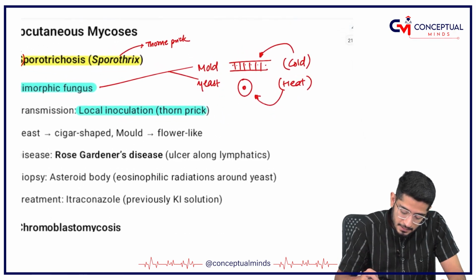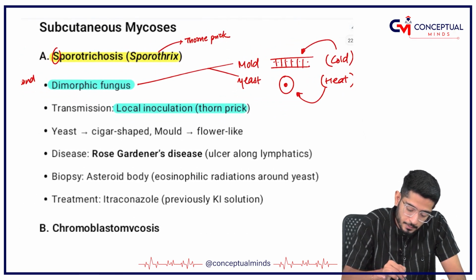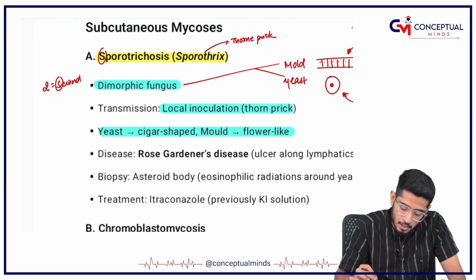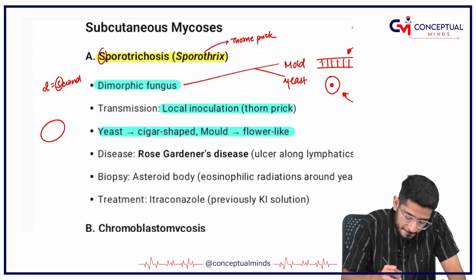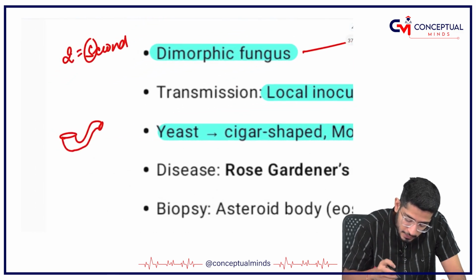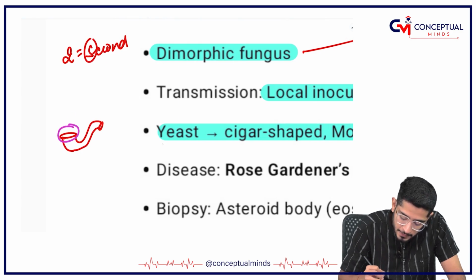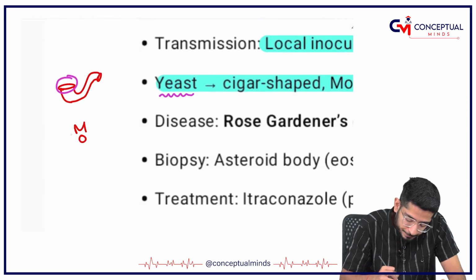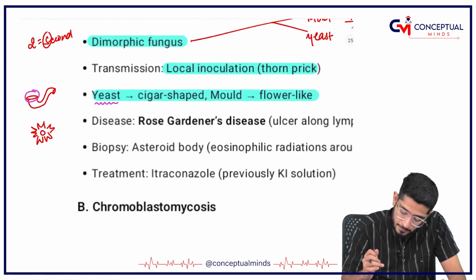The yeast form has a cigar shape, whereas the mold form has a flower shape. So how to remember them? See here, if I draw something like a cigar, can you see this single circle above? Yes, the single circle above, this is the yeast. And if I draw a flower, M for mold, so this is a flower shape. M for mold, that is the flower shape.